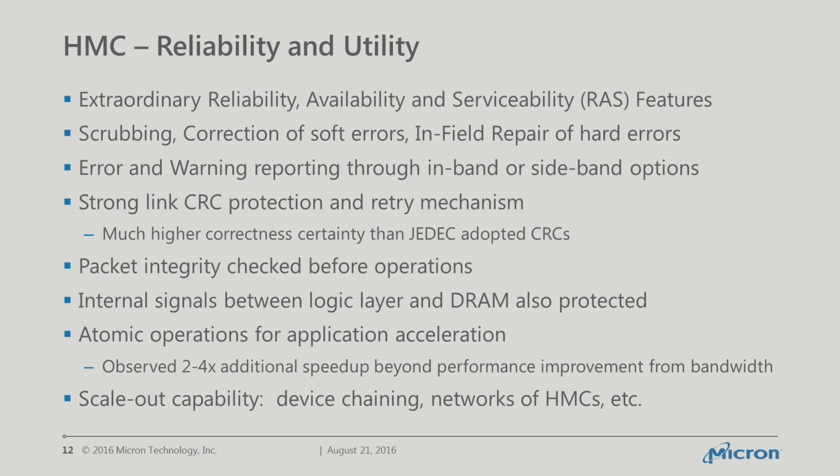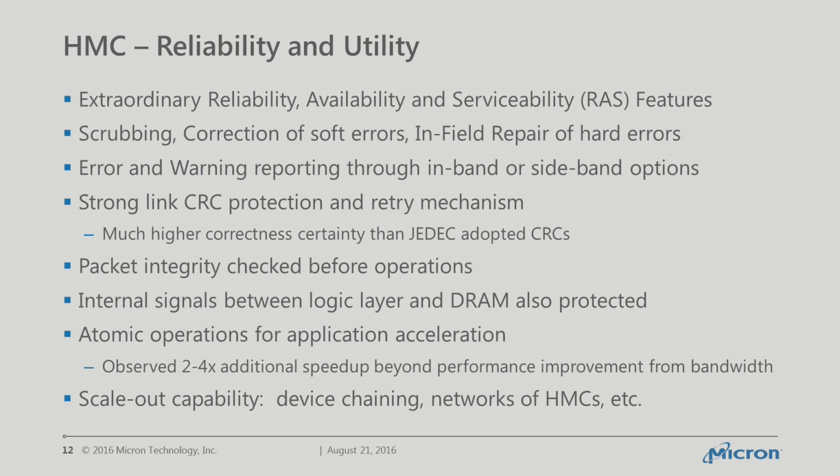So my last HMC slide: we have incredible reliability, really great RAS features. We do scrubbing, we correct soft errors, we have in-field repair of hard errors, we have reporting at whatever strength people want reporting. The links themselves, what a lot of people don't know is in a DRAM system, the highest error rate is the data bus. So they're all worried about cosmic and other things going on and refresh issues. Number one error by many orders of magnitude is the bus.